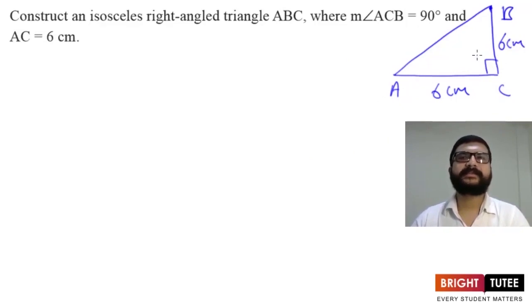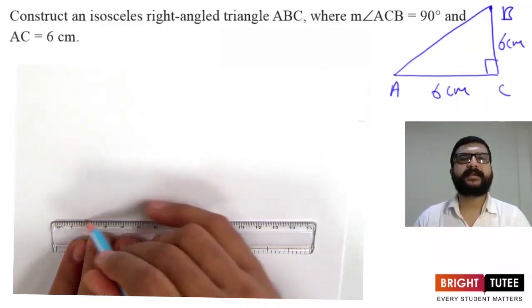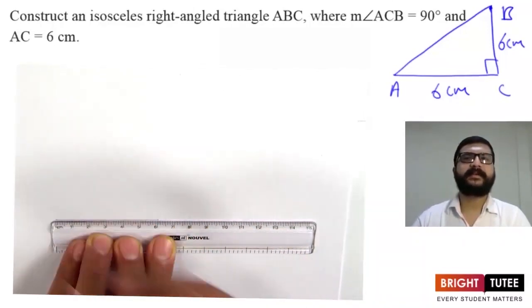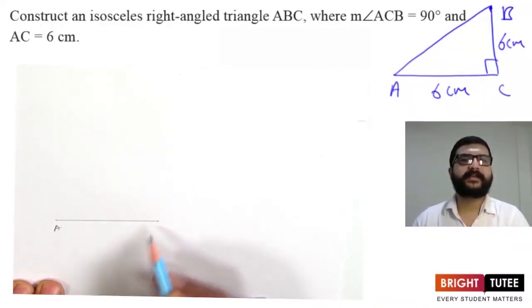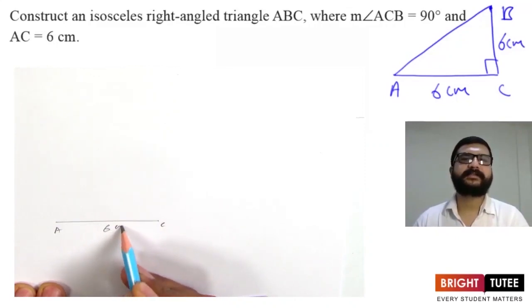Now one thing is, for constructing such a triangle, what we can do, first we can find AB and then by RHS criteria we can construct this. Or what we can do, we can simply construct this by SAS. So let's do it by that method. So here we have to construct this triangle. For that, what we need first of all, we need a line segment AC of length 6 centimeters. So here is AC of length 6 centimeters.